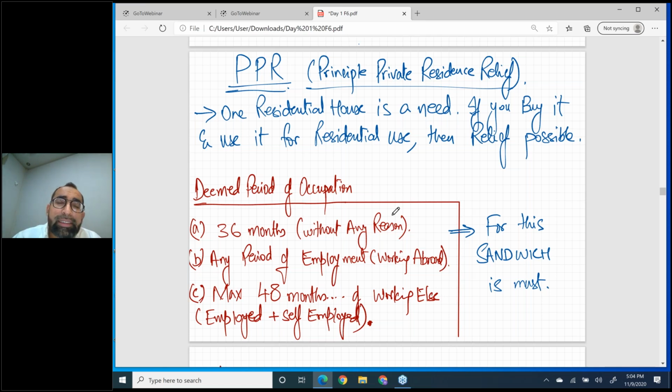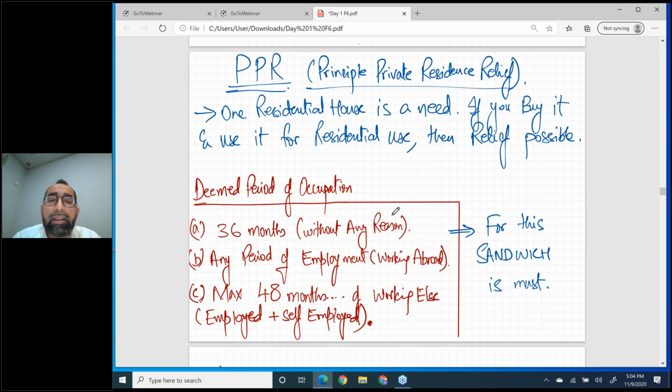Sir, what is the difference between point B and C? Open your eyes, boys and girls. What is the difference between point B and C? For point B, going abroad is a must. You have to go abroad. For point C, no need to go abroad. Within the UK is also good.